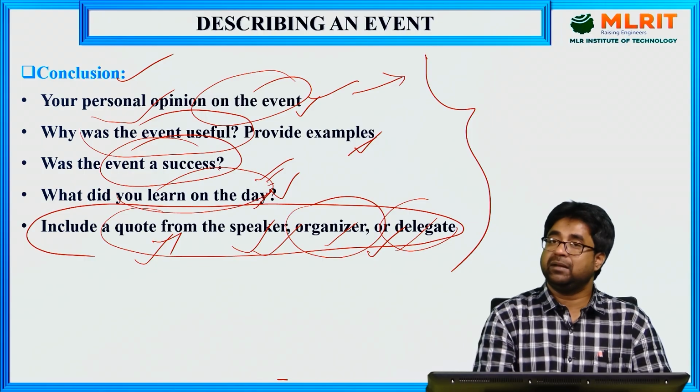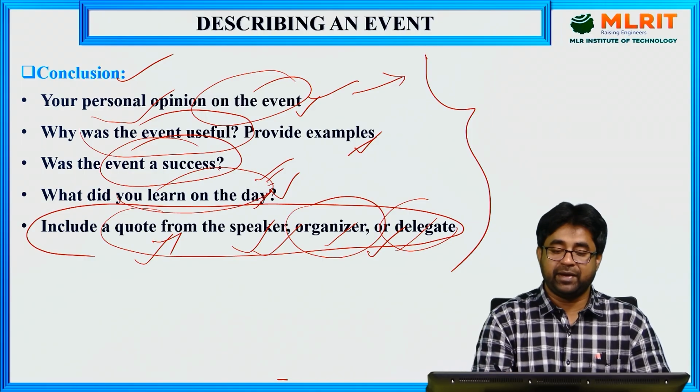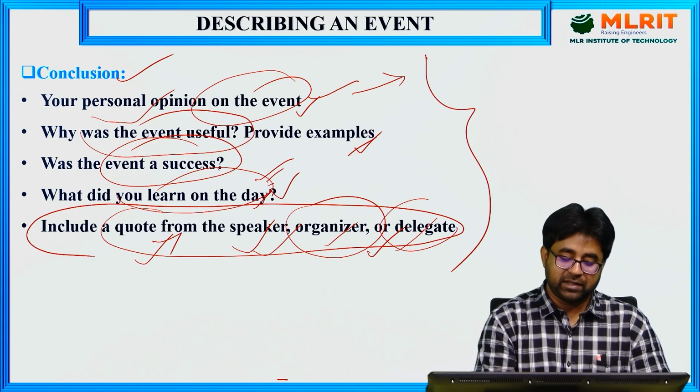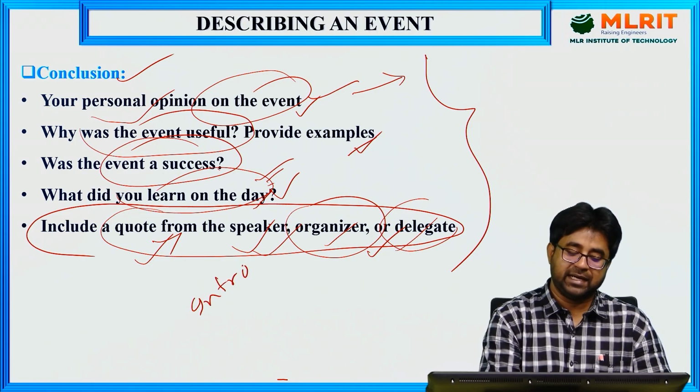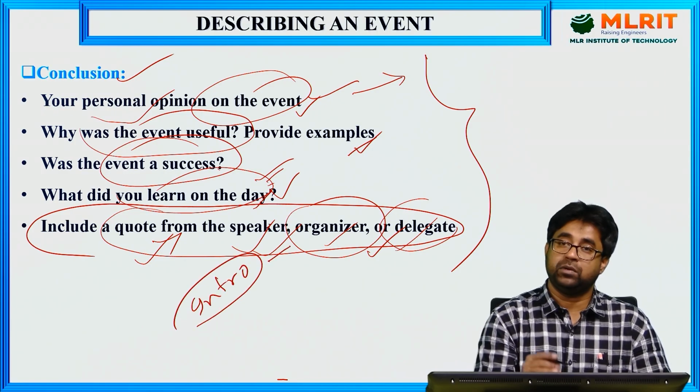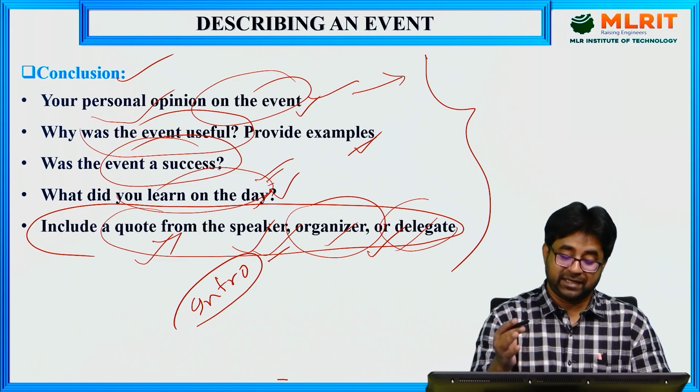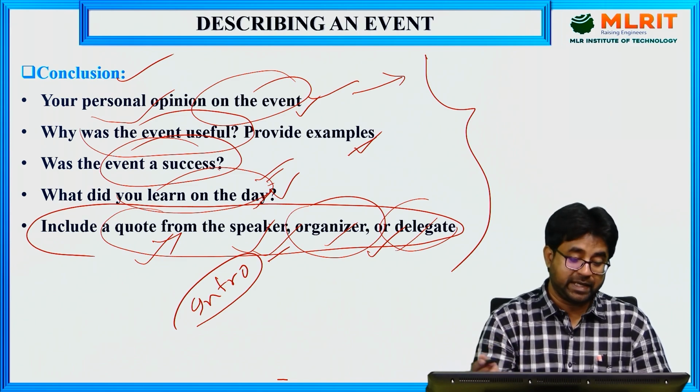So, there are three basic segments in describing an event. First is introduction, right? In the introduction, there are certain details. You can include the name of the event, place, date and time, organizers, chief guest, all those things.